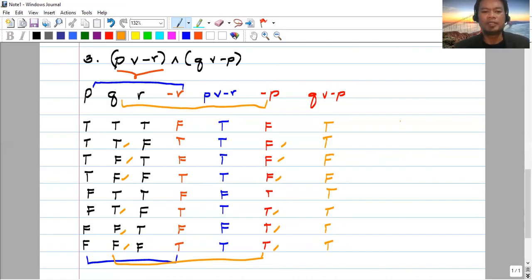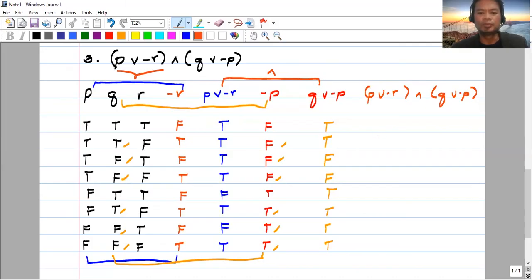Okay, and finally, we have the combination of P or not R and Q or not P. In the conjunction, we only have true if both propositions are true. So here we have P or not R and Q or not P. We have the connective as conjunction, or and.